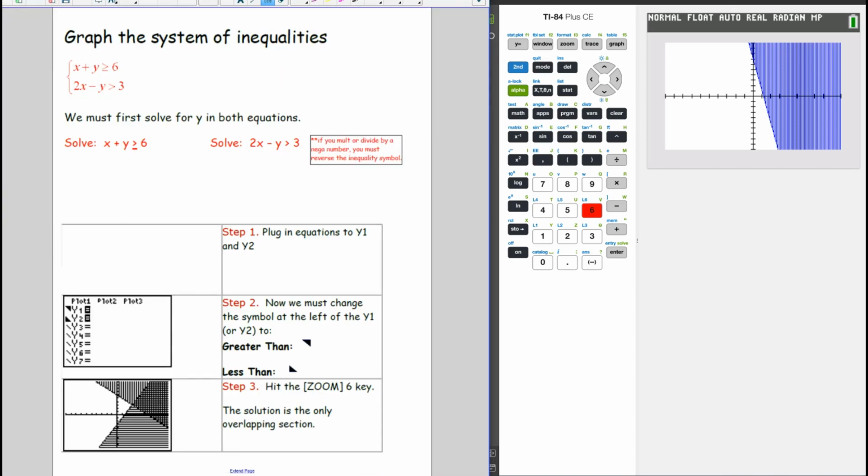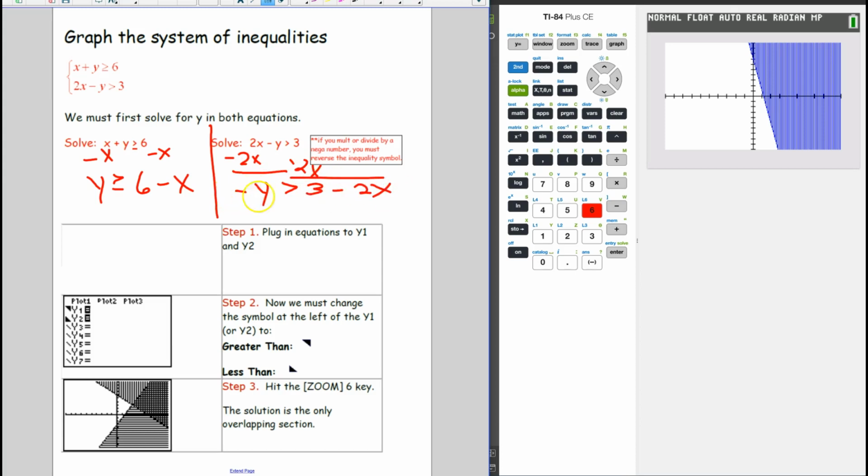Now, on a system of inequalities, still going to start out that we have to first solve for y in both equations. So let's do that. X plus y is greater than or equal to 6. So I'm trying to get the y by itself, so I'm going to subtract the x, subtract the x. Y needs to be greater than or equal to 6 minus x. Then over here, if I subtract my 2x, subtract my 2x, because we always want the y to stay left of the inequality. So now it's saying negative y is greater than 3 minus 2x.